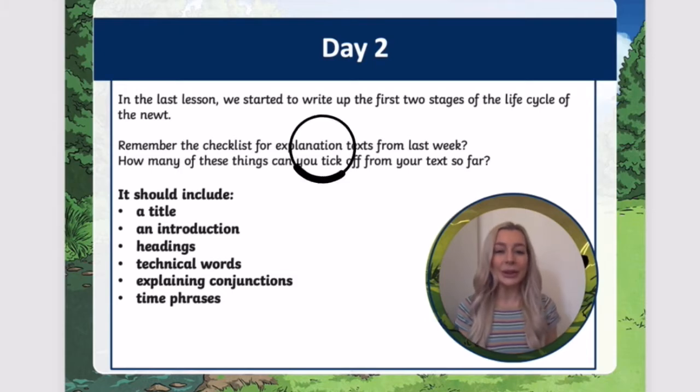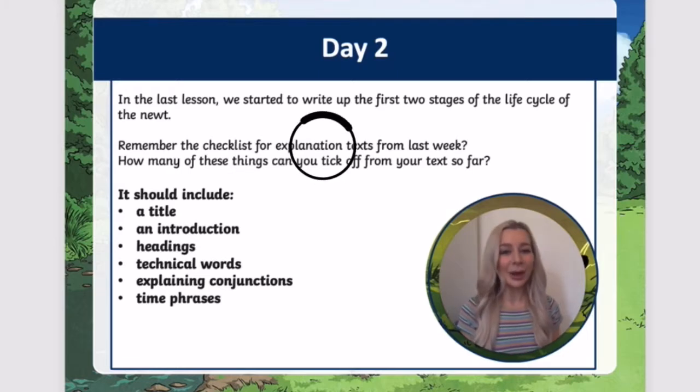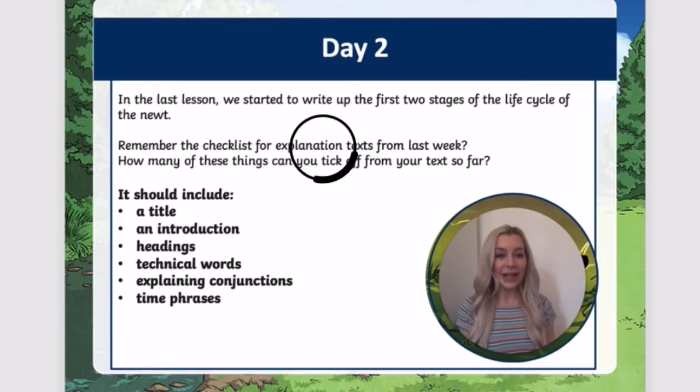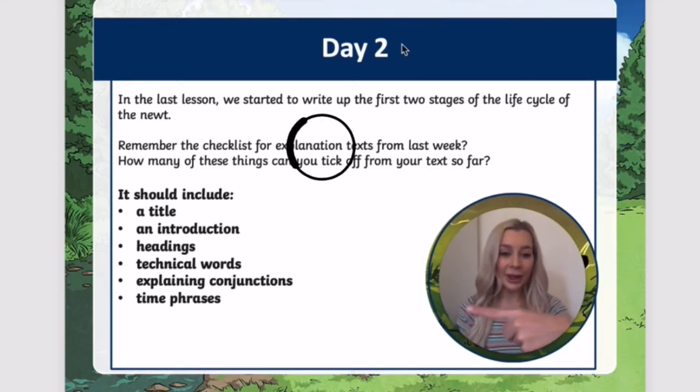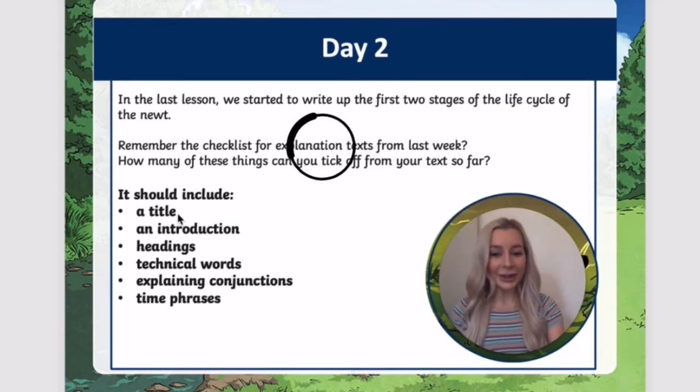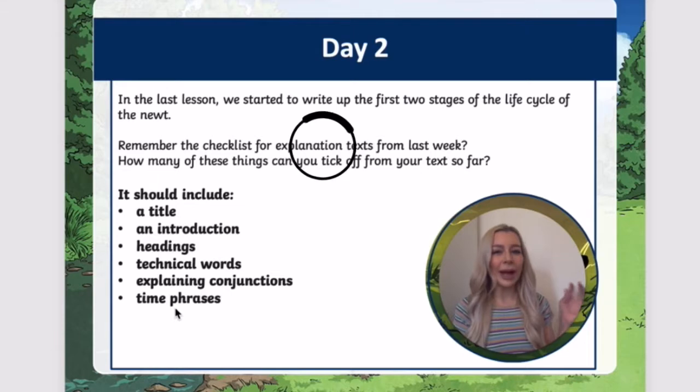What I'd like you to do before we start the lesson is just have a little look through your work that we started on Friday, continuing with yesterday, just to check that it's got all of the features that it should have so far. You should have a title, an introduction, headings, technical words, explaining conjunctions such as so and because, and some time phrases. Have a look and see if you've got any of those things missing, and if you have, just try and add those in.